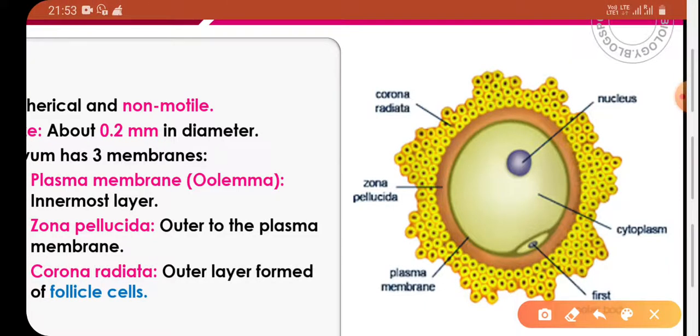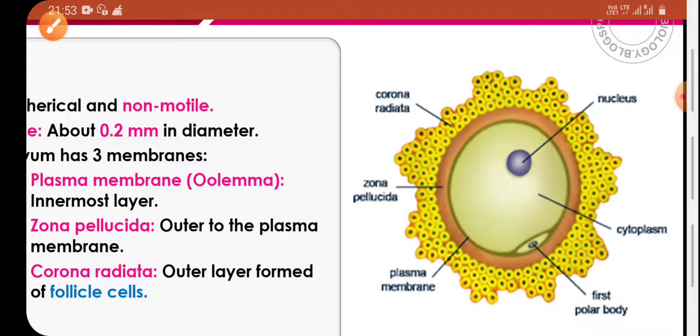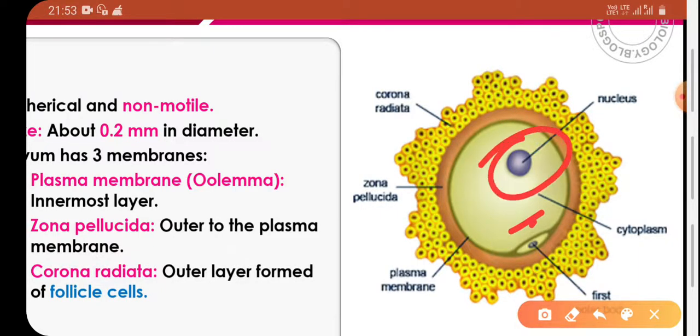This is the plasma membrane, inner layer. Second is the zona pellucida, this second layer. Corona radiata, this is your corona radiata, and in between is the cytoplasm, and this is the nucleus.